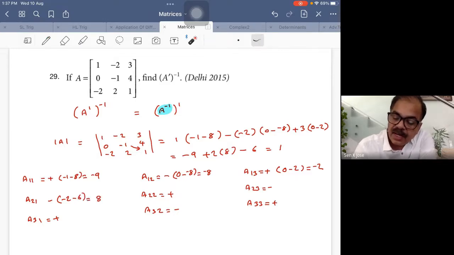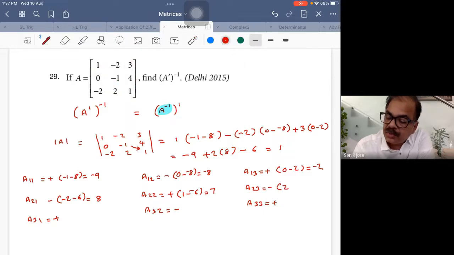Then A22. So A22, delete the row and the column it contains. Cross multiply the rest of it. 1 into 1 is 1 minus minus 6, that's 7. Then A23, that's the element. Delete the row and the column it contains. Cross multiply. 1 into 2 is 2, 2 minus 4, which will be 2 there.